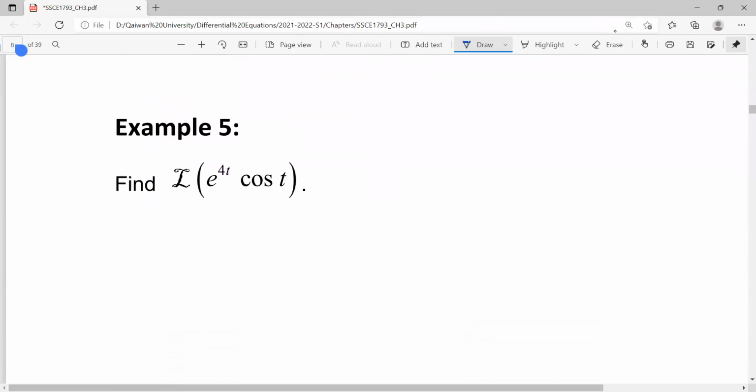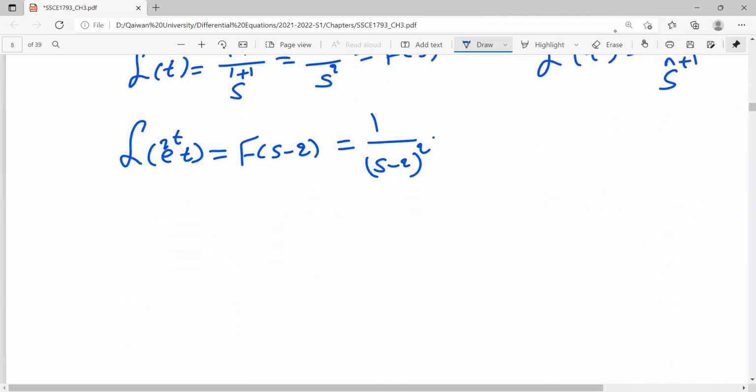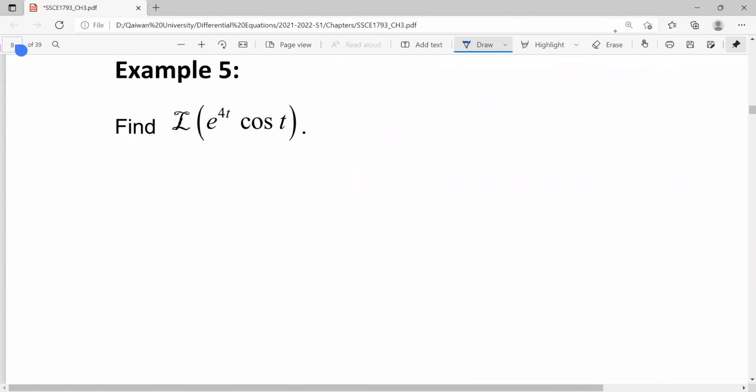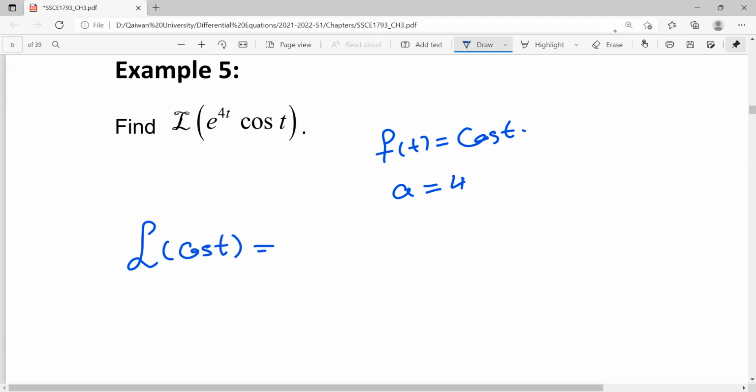We have an example. It says the Laplace transform of e to the power 4t times cosine t. Here, what's f of t? Only the cosine function, cosine t. What's a? It's 4. Here, we first should find the Laplace transform of cosine t, which is f of t.